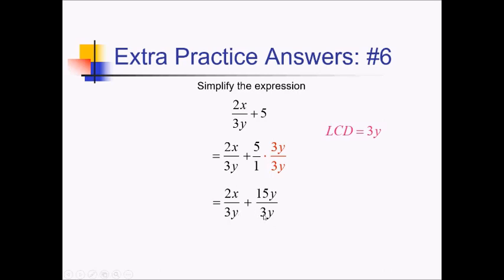Since I have the same denominator, I can add this into one big fraction with a denominator of 3y. And in the numerator now, I just add the two numerators, 2x plus 15y. Well, those aren't like terms, can't combine them, so I'm just going to have to leave this as 2x plus 15y. Since I can't factor anything out or reduce anything, this is as far as we can go.